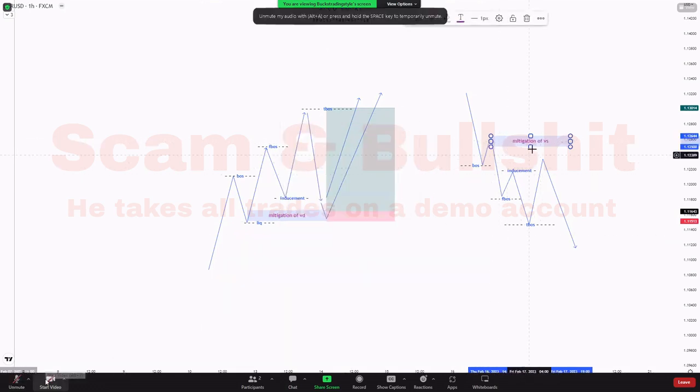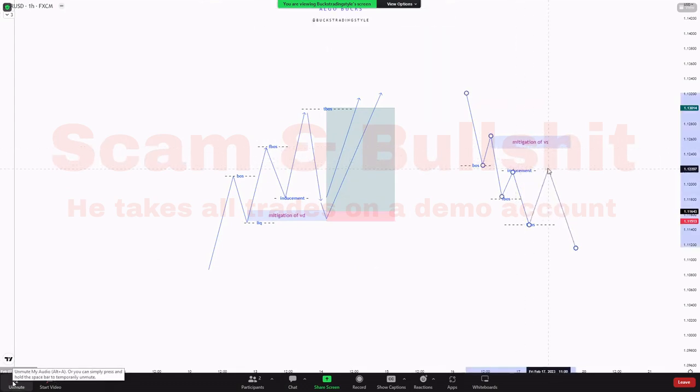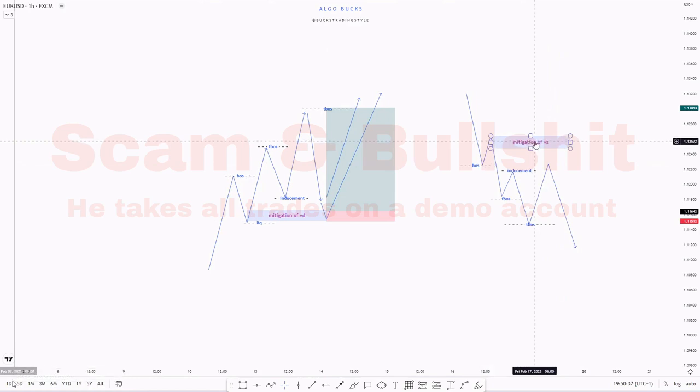Now, mitigation doesn't happen all of the time, okay? Sometimes price will just take this out and drop. Now, this mitigation right here on valid supply, it is our refined valid supply. Because remember, I said this whole pullback right here is our supply zone. So price can do this, mitigate the whole of the supply zone.